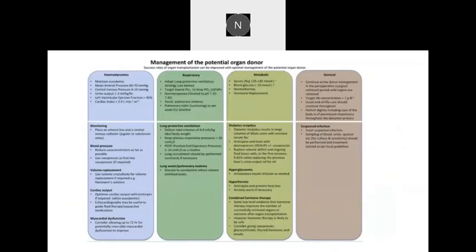You can put the management of the potential organ donor as a flow chart: hemodynamics, respiratory, metabolic, general. Maintain euvolemia, mean arterial pressure, all these points, I think Dr. Pani described, and how to maintain volume, cardiac output, myocardial dysfunction. Respiratory, you must do lung protective ventilation, and avoid lung water or pulmonary edema. Metabolic, serum sodium is very, very important, blood glucose should be maintained, normothermia, hormonal replacement, and commonly they have diabetes insipidus. So when will you say a patient is having diabetes insipidus?